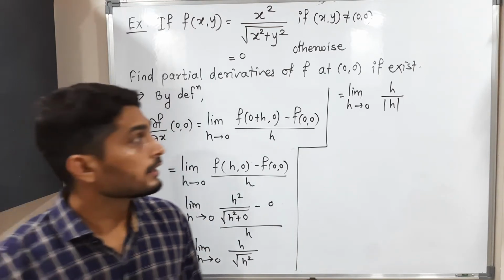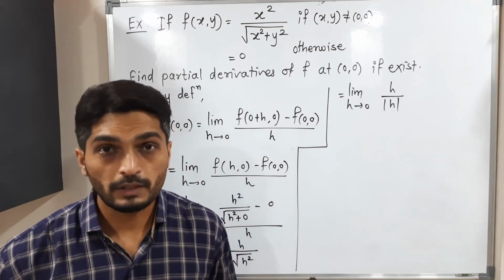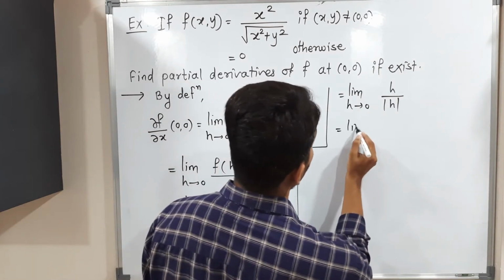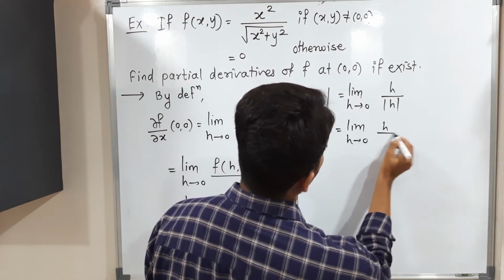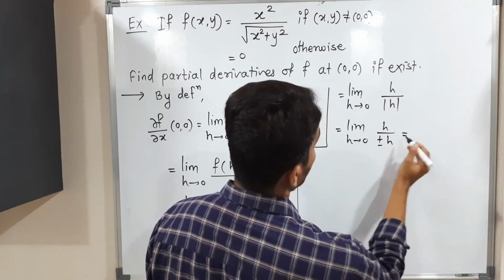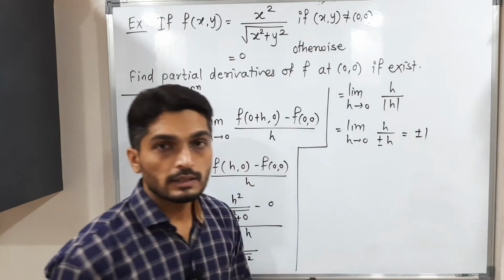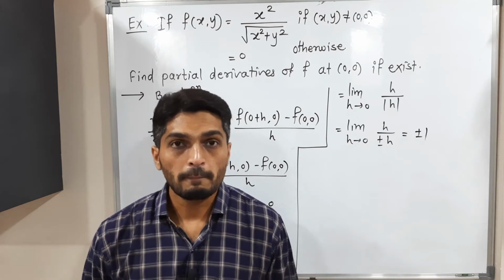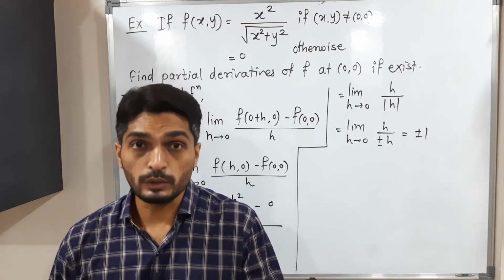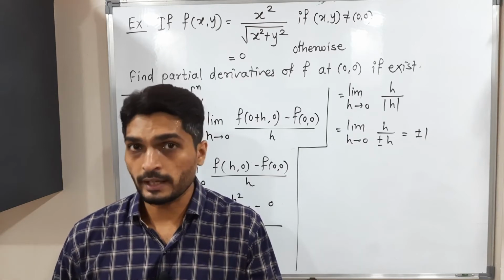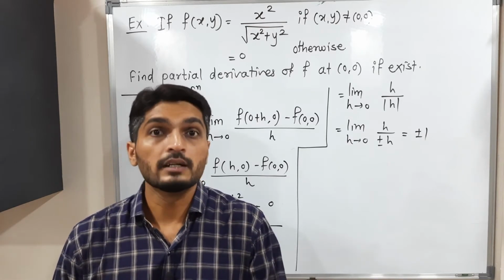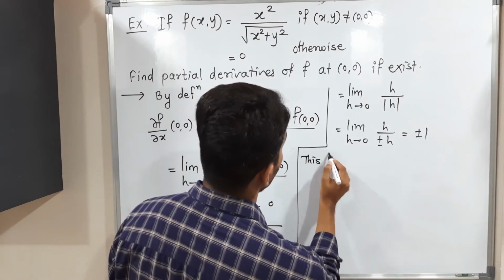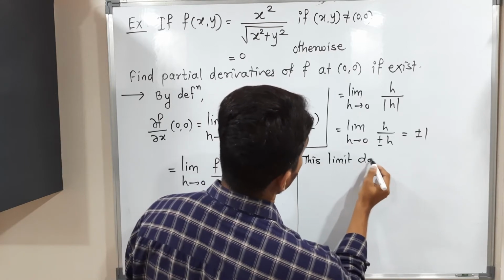So what will happen with mod h: if h is positive, h will get cancelled and we will have 1, but if h is negative, then limit h tends to 0 of h upon mod h means plus minus h, so they will get cancelled and we will have plus minus 1. Getting? So that means the value of the limit is either plus 1 or minus 1. Okay, but if a limit exists, its value should be unique, and we are getting two different values, 1 and minus 1. So therefore this limit does not exist. I will clearly mention this limit does not exist.